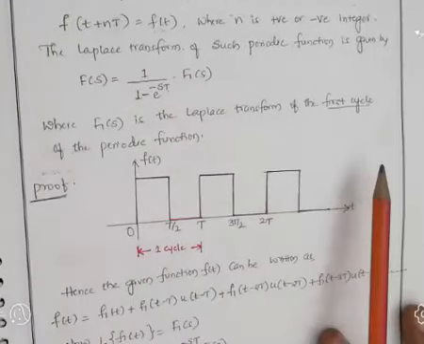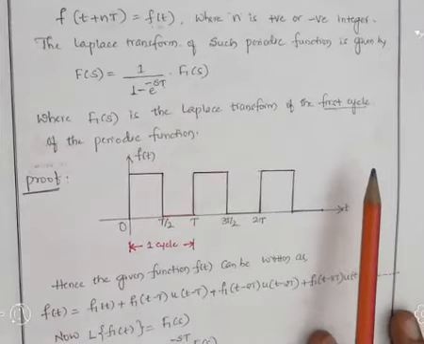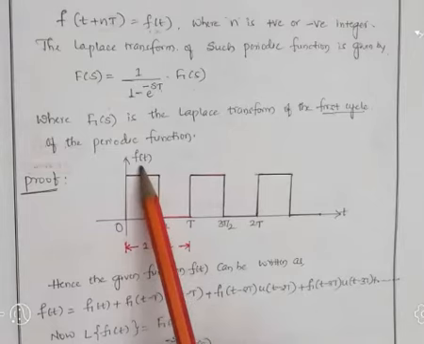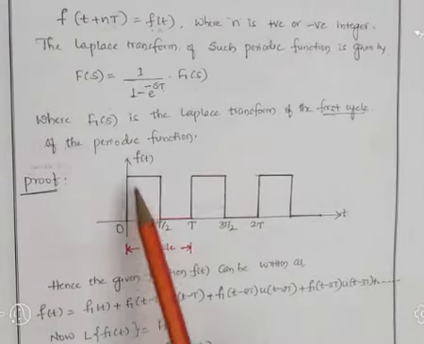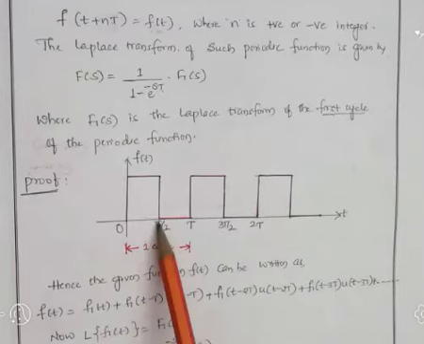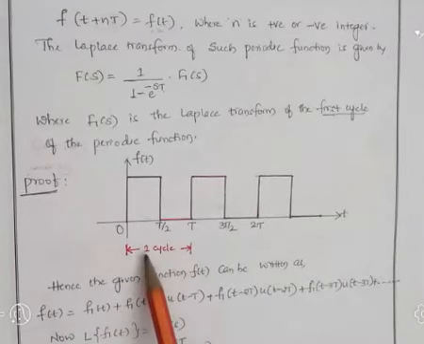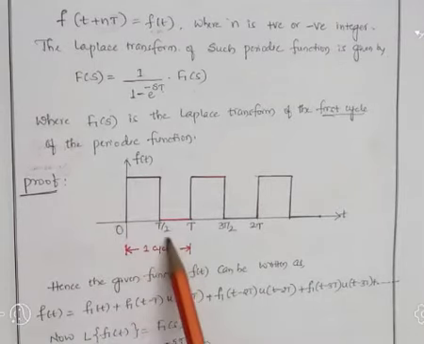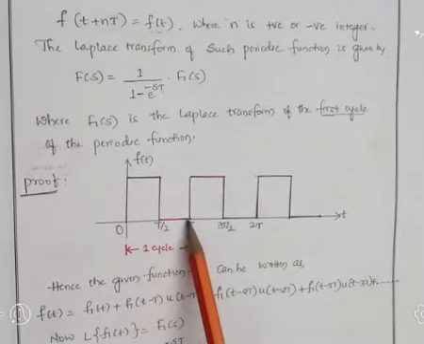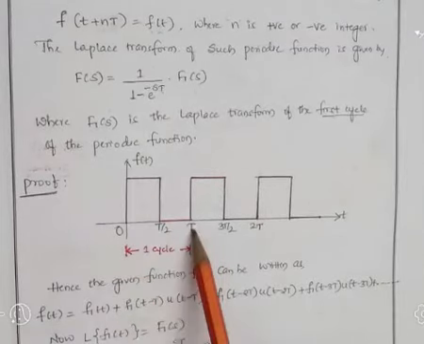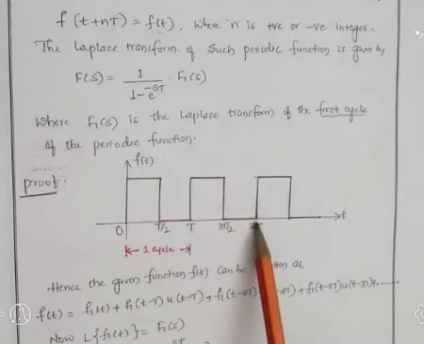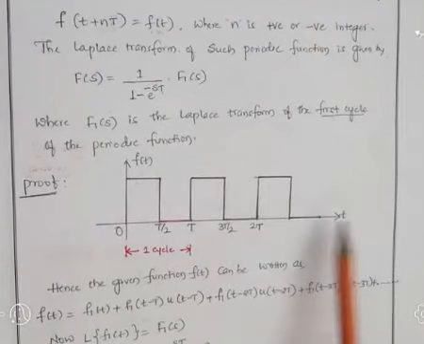Now, consider one periodic function, f of t. See here, this nature of the signal is going to repeat after a certain amount of time. This is the first cycle. From 0 to T by 2, some amplitude is there, and from T by 2 to T, it is 0. So this nature of the signal is going to repeat after this time. See, once again you are getting this nature. After this, once again you are getting this nature. It goes on getting the same kind of cycles.